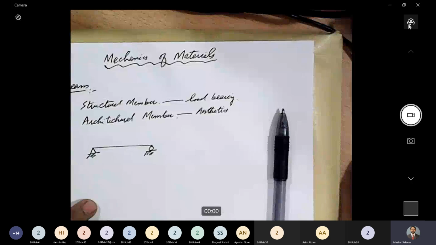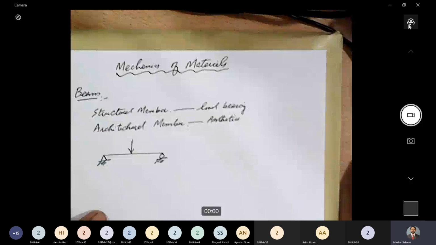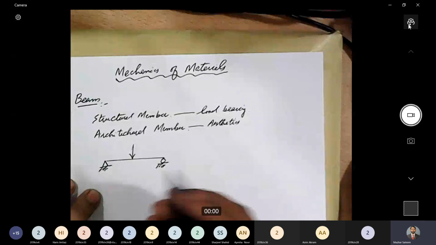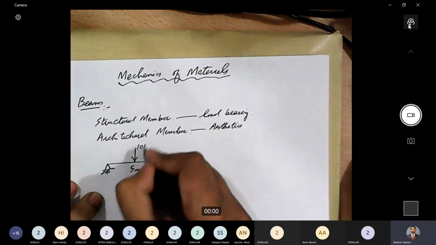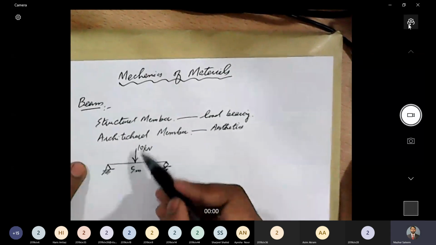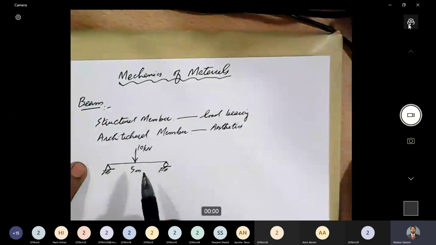There is another type of member that lies in between beam and column. That is termed a beam column. But we will not be talking about a beam column at this stage. We will just talk about beams and columns separately. In the case of beams, we will have transverse forces like this. This is the longitudinal axis of the beam, and this is a transverse force. Let's say the span of the beam is 5 meters, and this force is, let's say, 10 kilonewton or whatever. So this is a transverse load acting on the beam. So this structural member is a beam. Is it clear now?